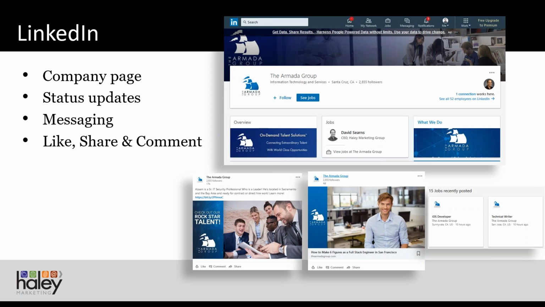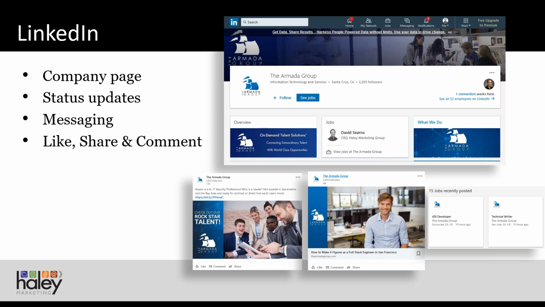Then there's liking, sharing, and commenting. Do you have people in your organization liking, sharing, and commenting on your own content? So maybe you have a social media person, or maybe you outsource your basic social sharing to somebody else. Maybe Haley Marketing Group does it for you. But once it's done, then everybody in the office should, at a minimum, be liking the things the company shares.